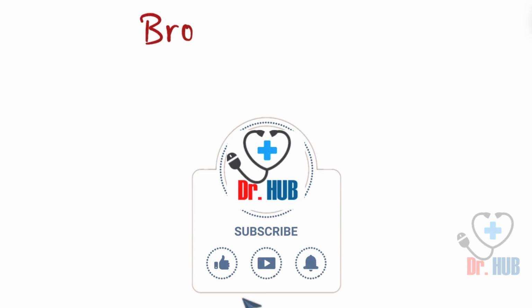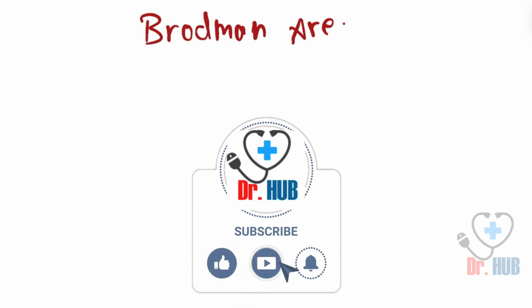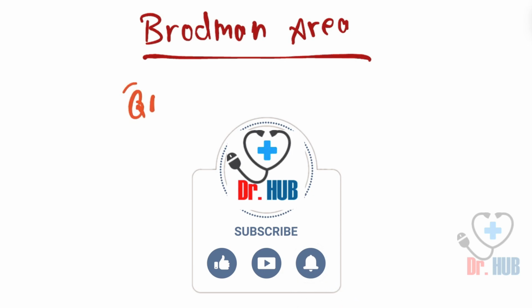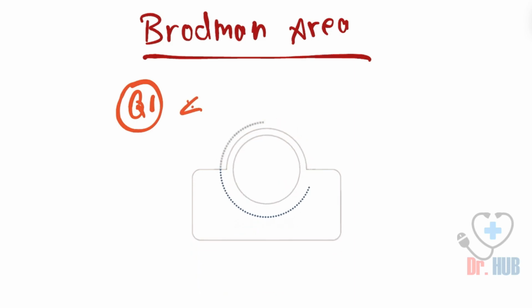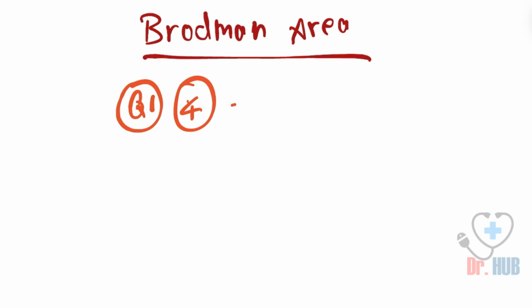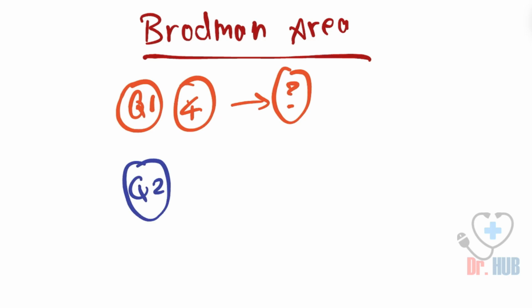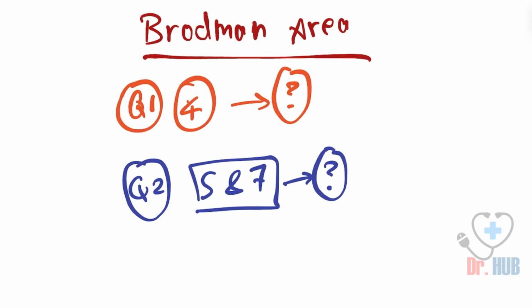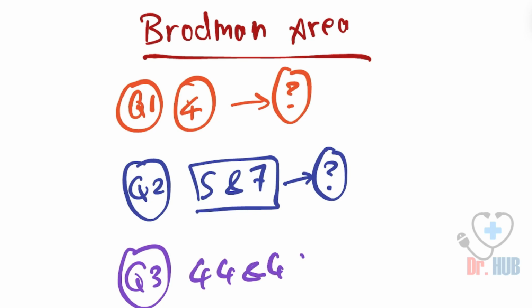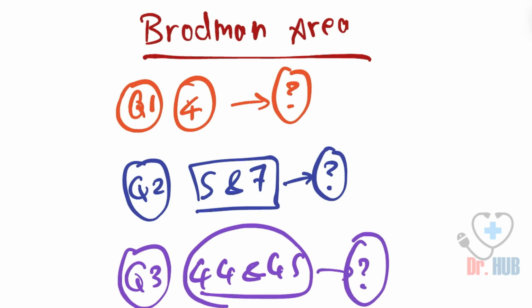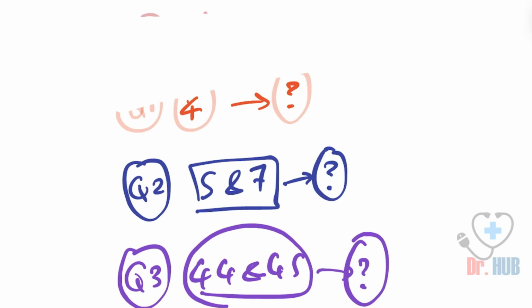Today we are going to look at the Brodmann's areas. To start off with some questions: the first question is, what is area 4 related to? The second question is, what are areas 5 and 7? What is it called and what are they associated with? And the third question will be, what are areas 44 and 45? What are they associated with? Now we'll find out the answers to all these questions, and in the end there are also some bonus questions.